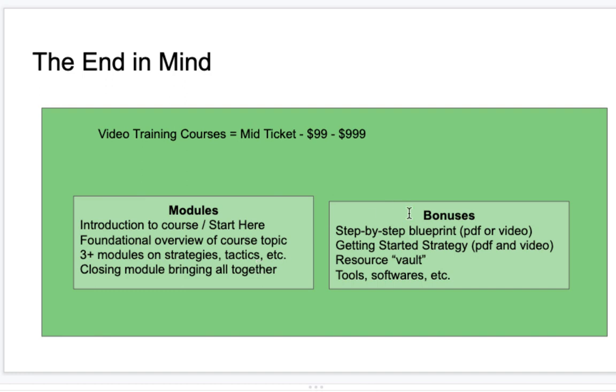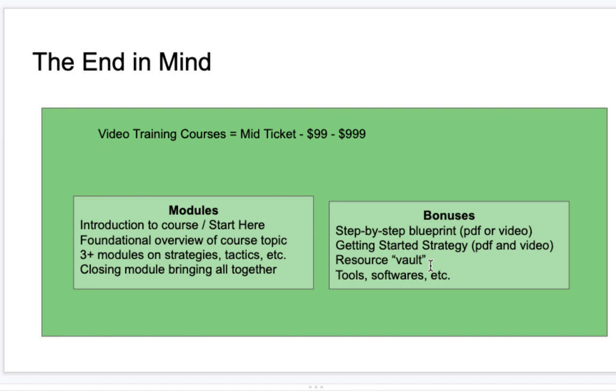The best bonuses that we've noticed are the step-by-step blueprint, which is either a PDF or a video going through a strategy step by step, and then some sort of getting started strategy. Typically there's something that they could do step by step that makes use of all of that content but simplifies it. Very easy, just do these 5 steps, and if you could put that into a PDF or a video, that makes a really good bonus.